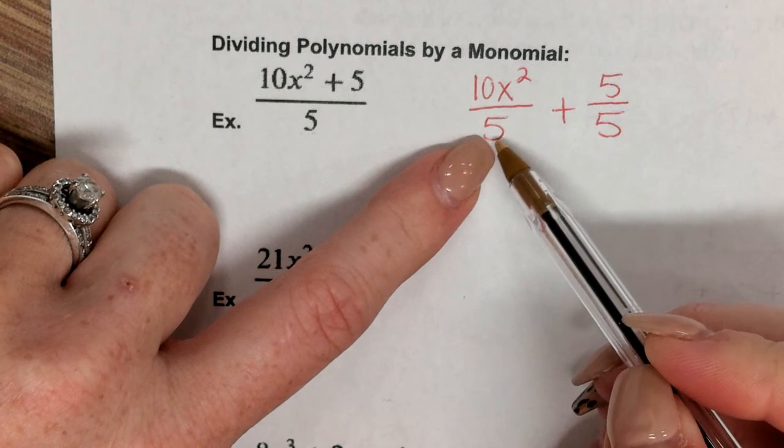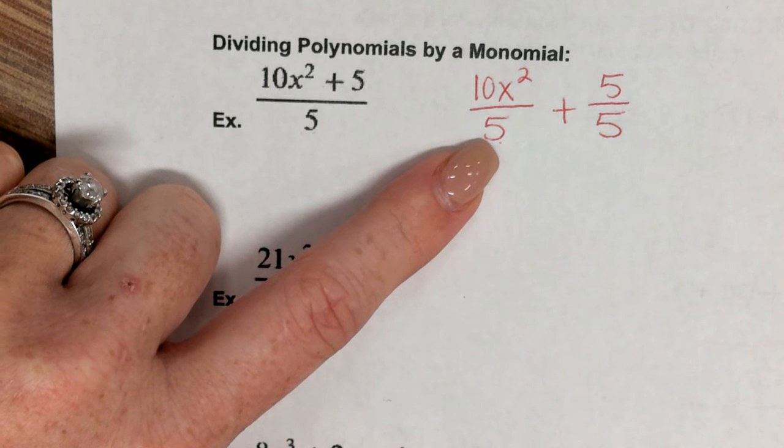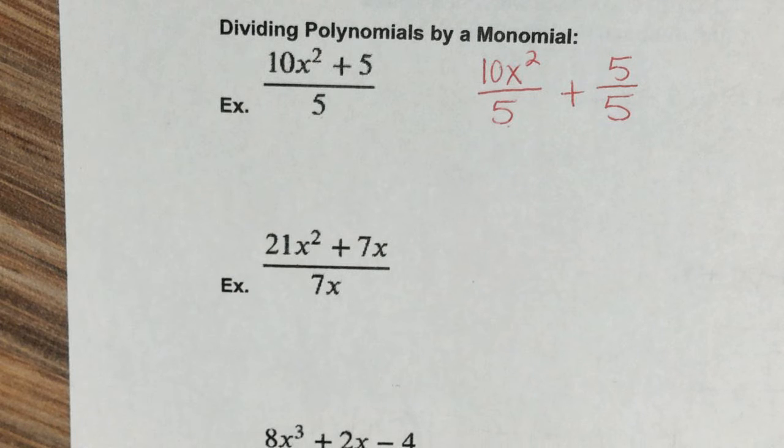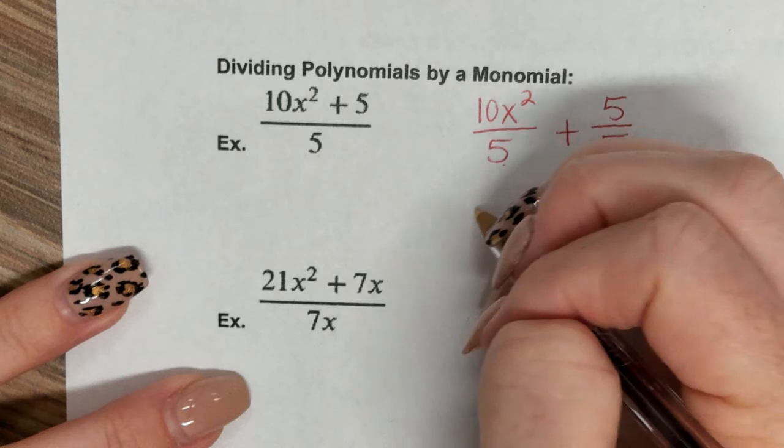Is 10 divided by 5, what is it? Would 2 go on the top of a fraction or on the bottom? 10 divided by 5 is 2. And if I made 2 into a fraction, it would be 2 over. So where would 2 go? On the top. Okay, so I have 2.